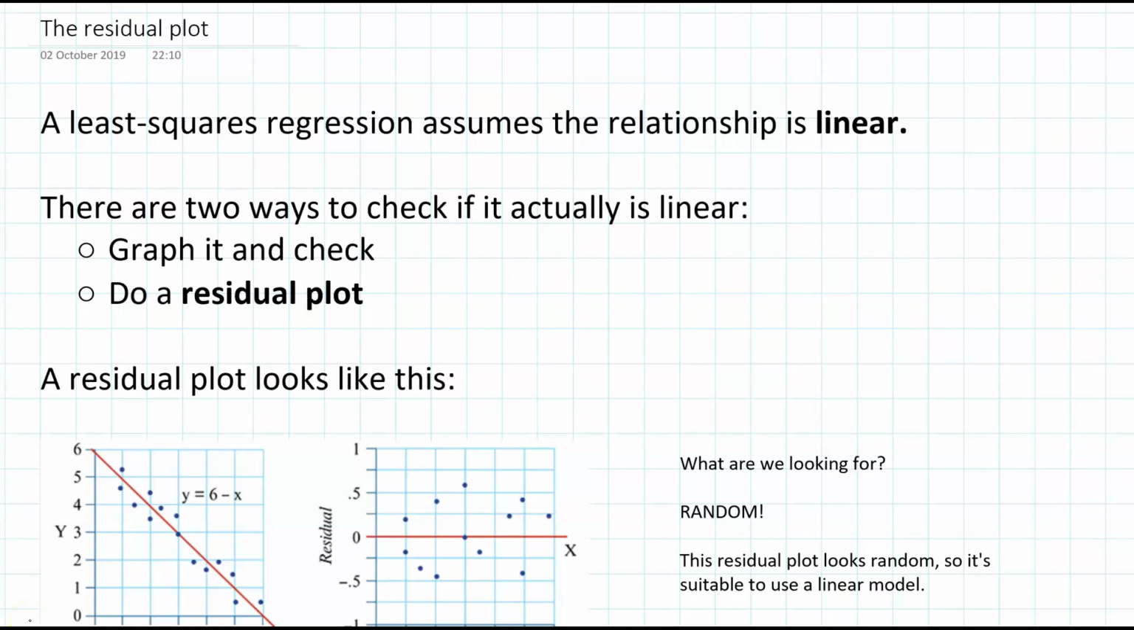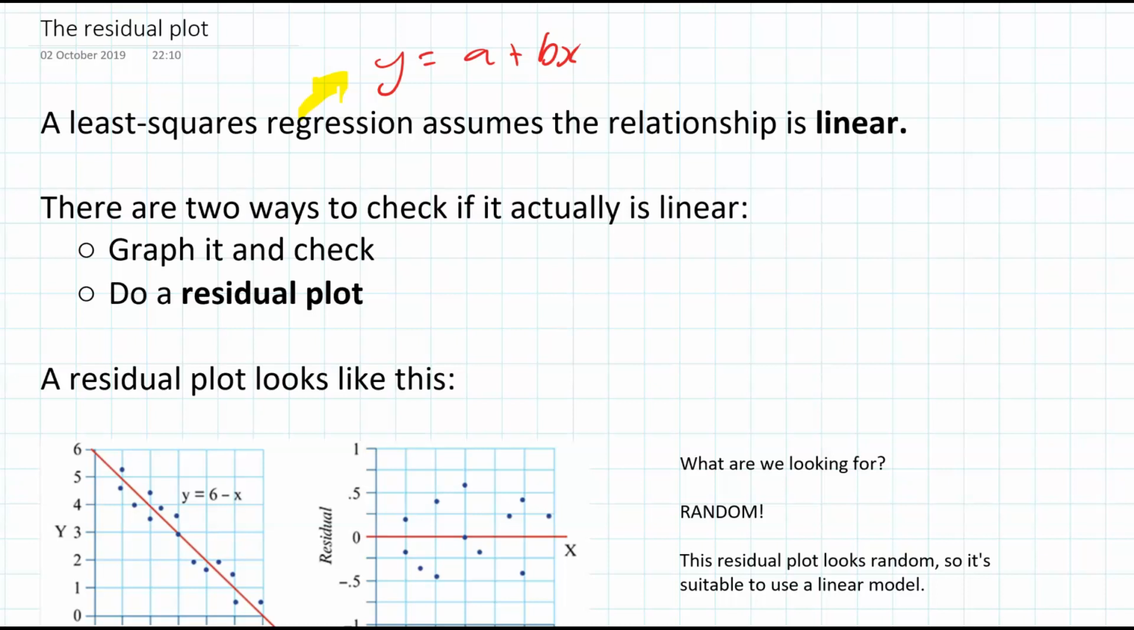Okay, we're going to have a look at something called a residual plot. So, we've been looking at least squares regressions. Okay, a least squares regression is something that looks like that. But it assumes that the relationship is linear. So if you go and get the calculator to work out A and B and do up something that looks like that, you're actually assuming that the relationship is linear.